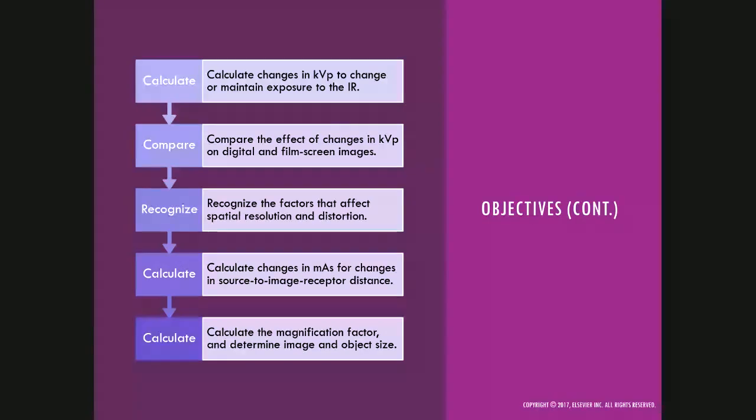Calculate changes in KVP to change or maintain exposure to the IR. Compare the effects of change in KVP on digital and film screen images. Recognize the factors that affect spatial resolution and distortion. Calculate changes in MAS for changes in SID. Calculate magnification factor and determine image and object size.